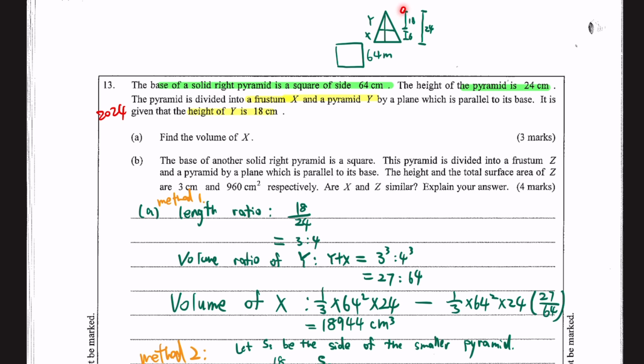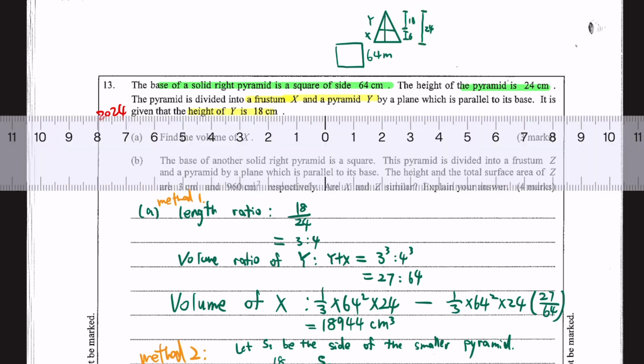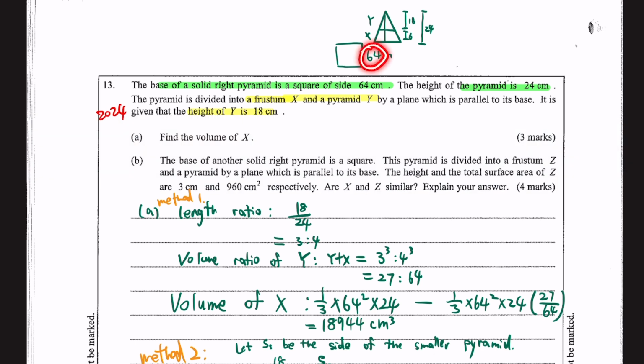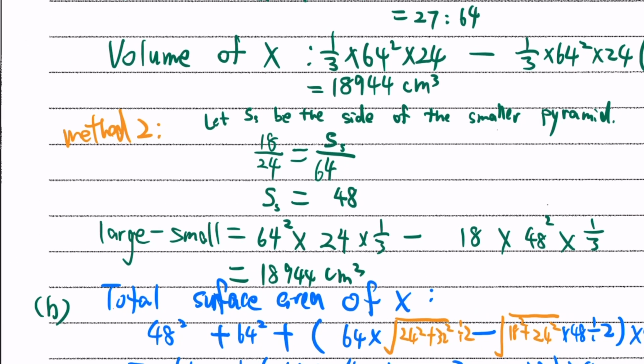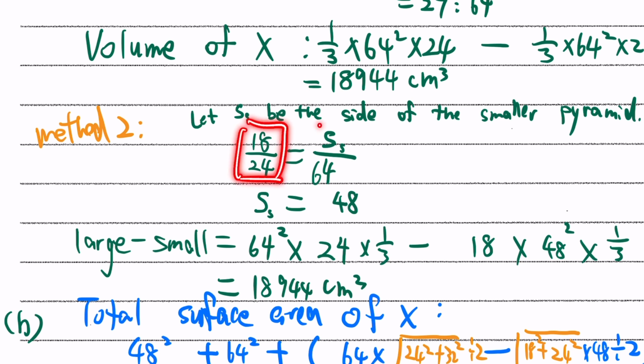Now you have the length ratio, and you have the side provided to you, which is 64, and this one is very easy to find. So 18/24 should be equal to the side of the smaller pyramid to the larger pyramid. Okay, so in method 2 we use the ratio and the side of the smaller pyramids.